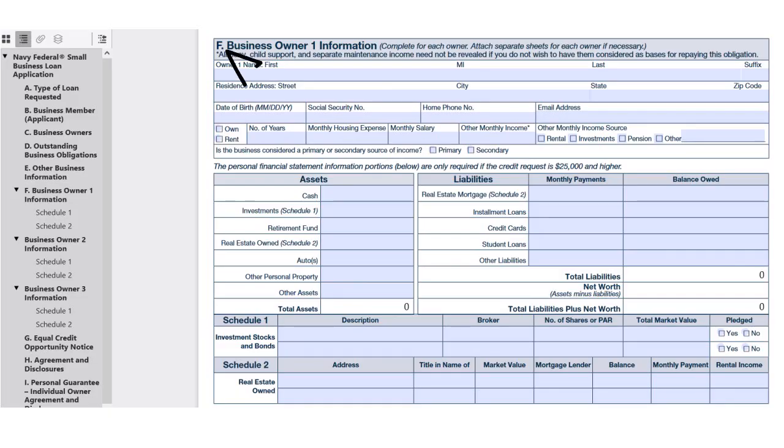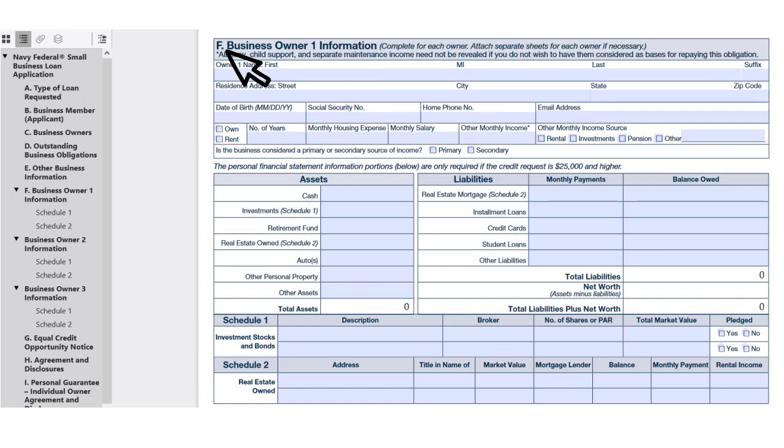Next, Section F, they want you to give information about business owner number 1. So you have to put the person's information: the first name, last name, address, date of birth, social security number, all the information that is needed, okay? Including their financial information, their monthly salary, that's gross income. If they have other monthly income, passive income, dividends, all that kind of stuff, you want to indicate that.